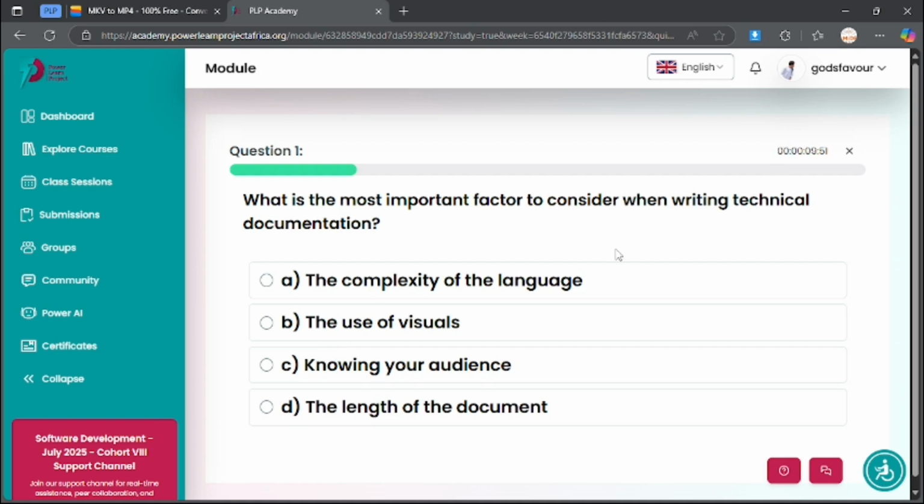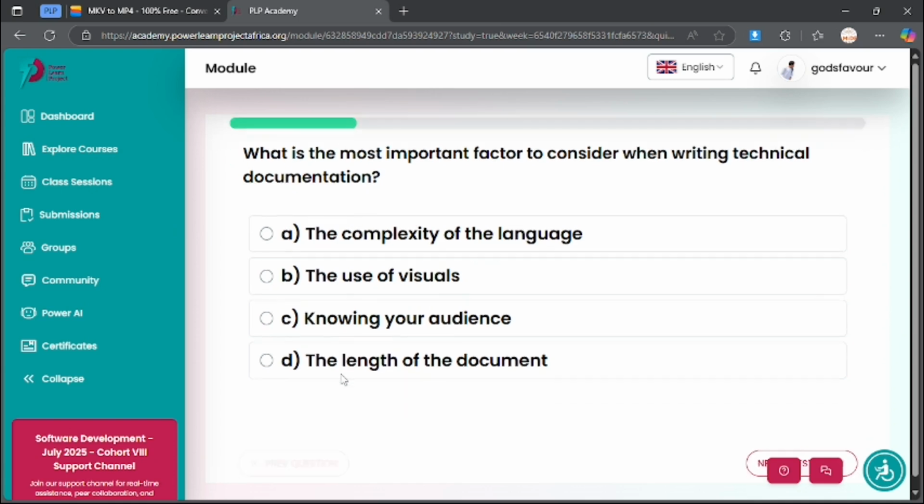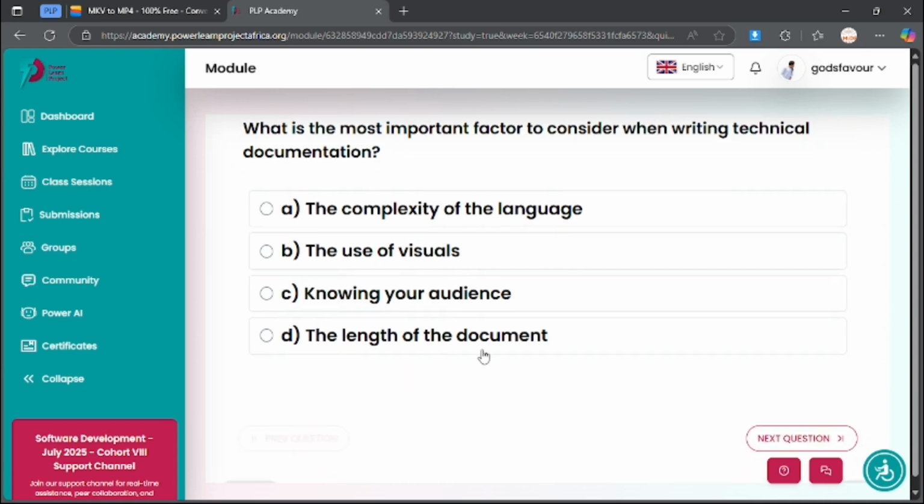Okay, the first question: what is the most important factor to consider when writing technical documentation? A, the complexity of the language. B, the use of visuals. C, knowing your audience. D, the length of the document. I think we were able to have a glimpse of this when I was explaining just now that you should know the audience, so knowing your audience.